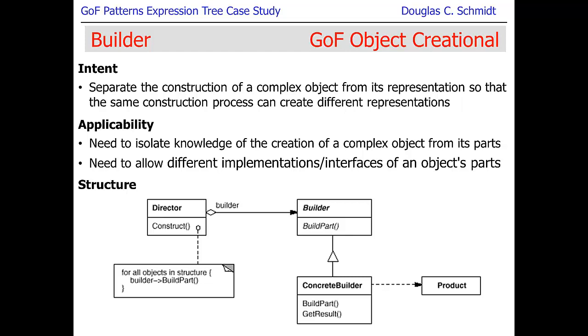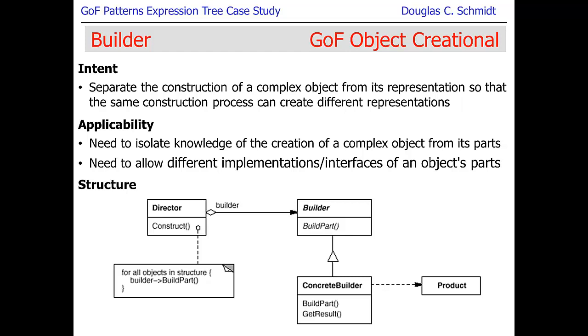The intent of the builder pattern is to separate the construction of a complex object. I think we'll all agree that an expression with the composite pattern is a complex object. It's got lots of different subclasses and objects and internal subobjects. We want to separate the construction of a complex object from its representation so that the same construction process can create different representations. In our case, we want to be able to create different types of expression trees from different types of parse trees. And we want to make this as clean, simple, and localized as possible. So you would typically apply this when you want to isolate the knowledge of creating a complex object from its parts.